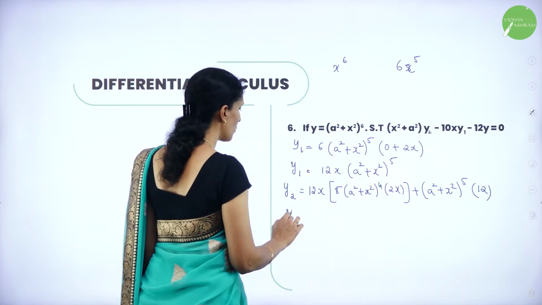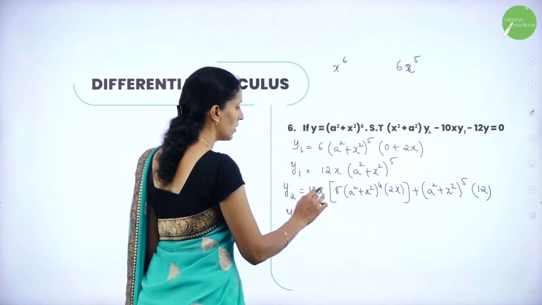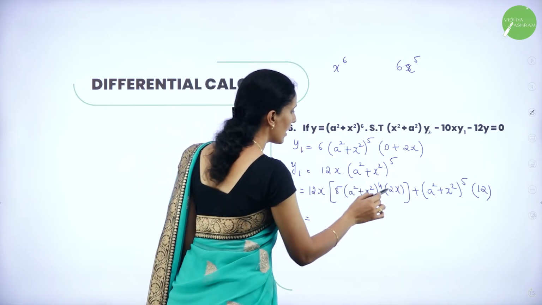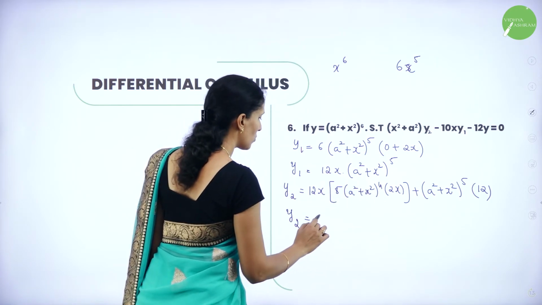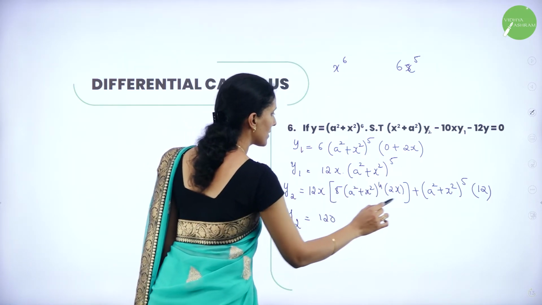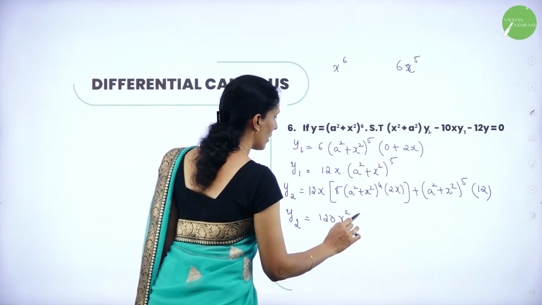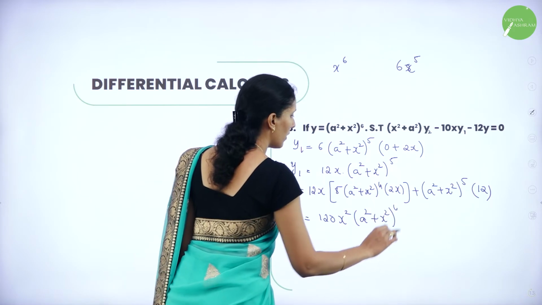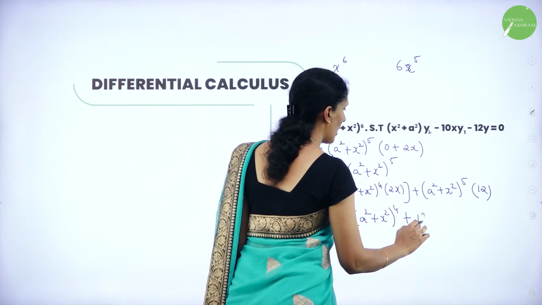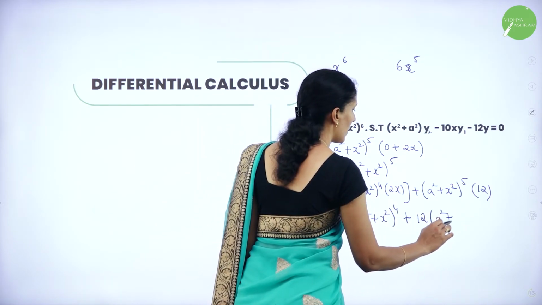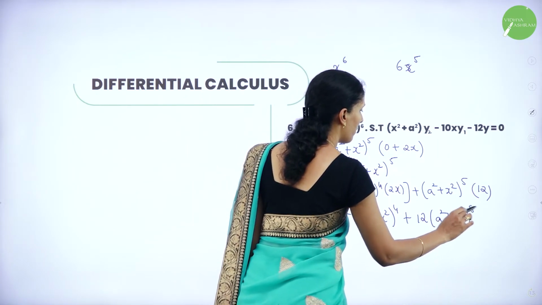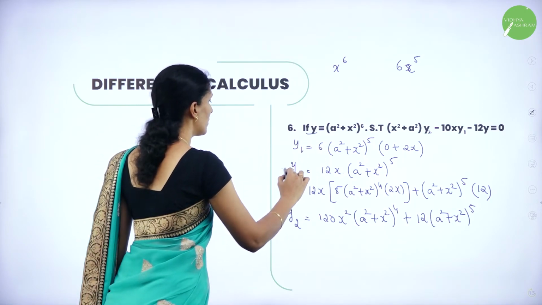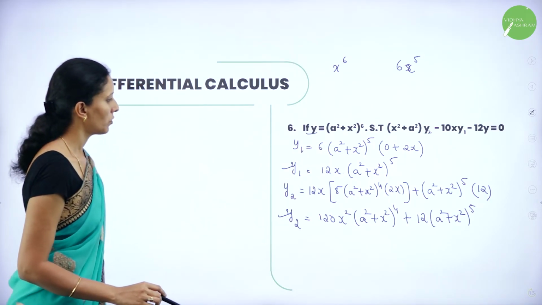Now, y2 is equal to 12 fives are 60, 60 twos are 120, x into x, you have x square into (a square plus x square) whole to the power 4. Here you have 12 (a square plus x square) whole to the power 5. Now you have y1, y2 and y. So all the three you have got, substitute in the equation.